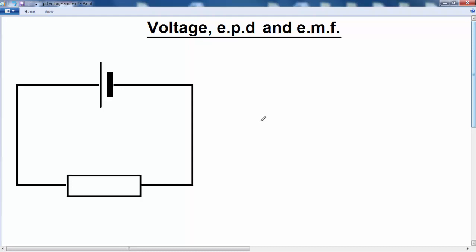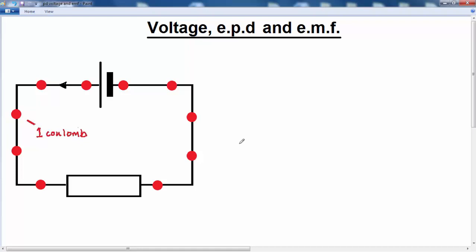In the last lesson, we learnt that when the switch is closed in this simple circuit, charge starts to flow around the circuit. That it flows from the positive to negative terminal of the battery, and that the flow of charge is called the current. That's to say, it's how much charge passes a particular point every second. In this lesson, we're going to look at the voltage.